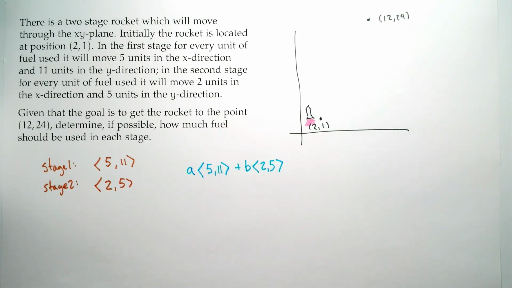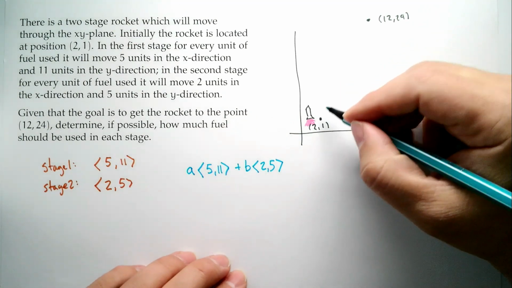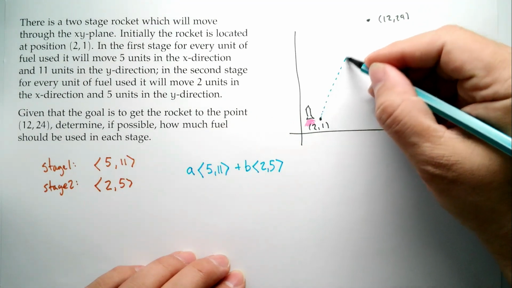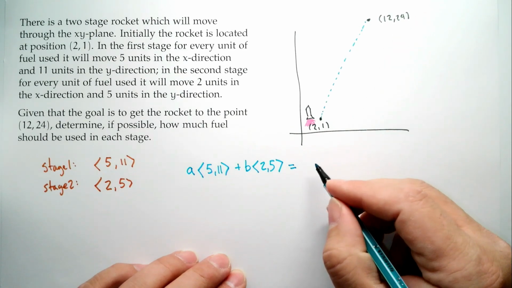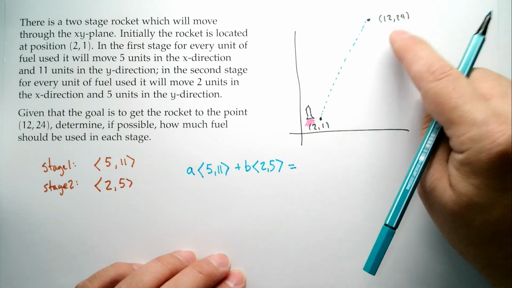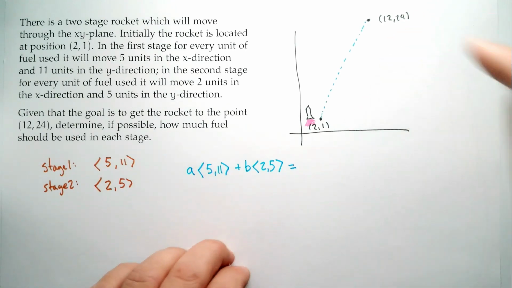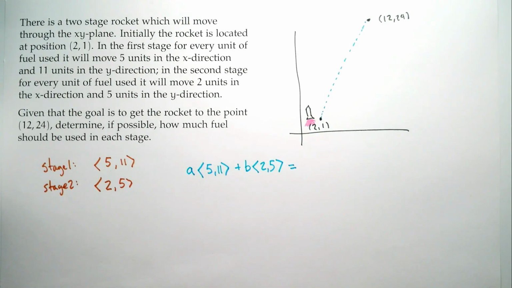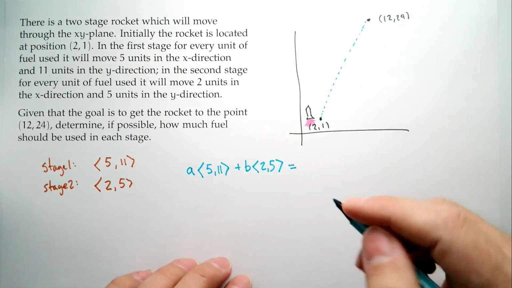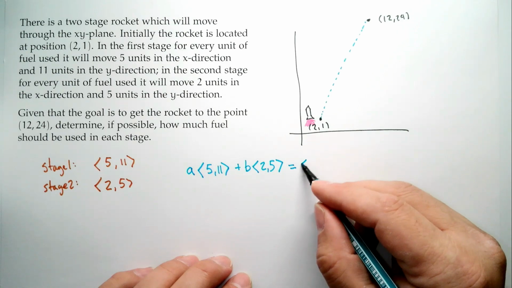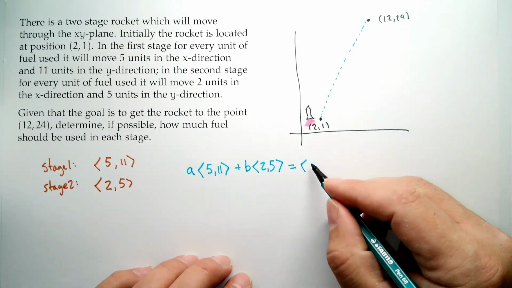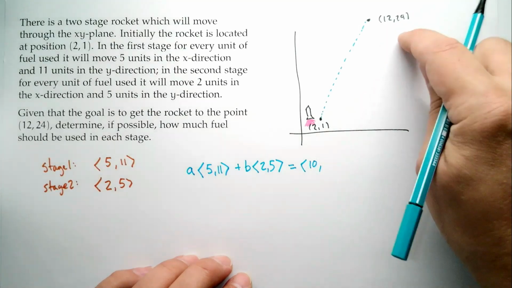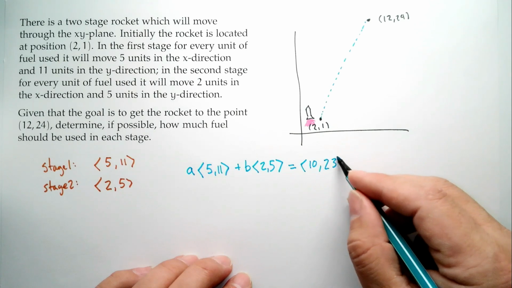And our goal is to get to a particular point. So what we want to do is we want to move from the point (2, 1) to the point (12, 24). So we want this to be equal to something. Now, what do we want it to be equal to? Well, it's not (12, 24), because we're not trying to figure out our location. We're trying to figure out our change. All right, so how much do we change if we go from (2, 1) to (12, 24)? What's the answer? (10, 23). You look at the difference. I start at 2 and I end at 12, so the difference here is 10. Start at 1, end at 24, the difference is 23.